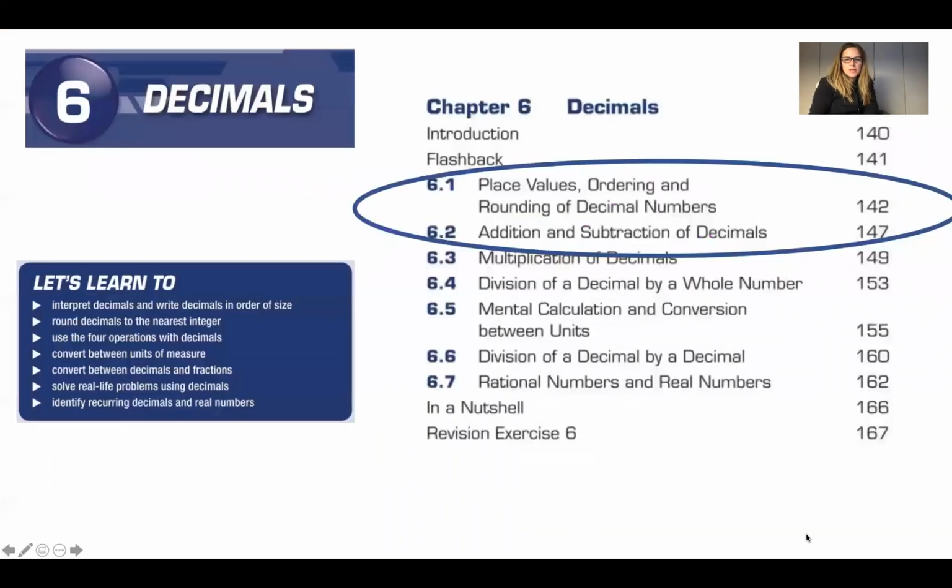So we're going to be looking at two chapters today. We're going to be doing just some basic recap work on place values, ordering and rounding of decimal numbers. You should be all familiar with those from primary school days. And also we're going to be looking at addition and subtraction of decimals.